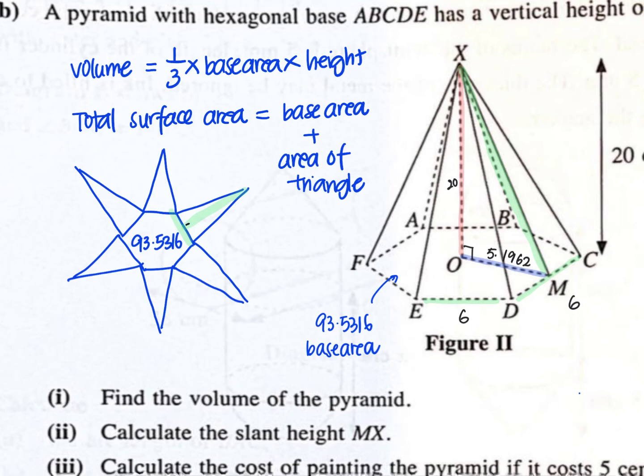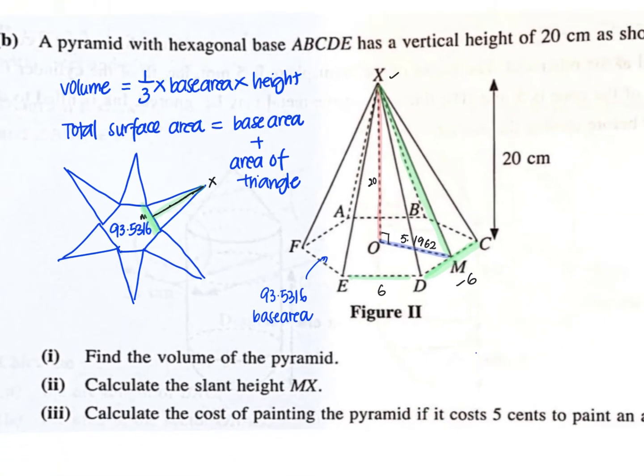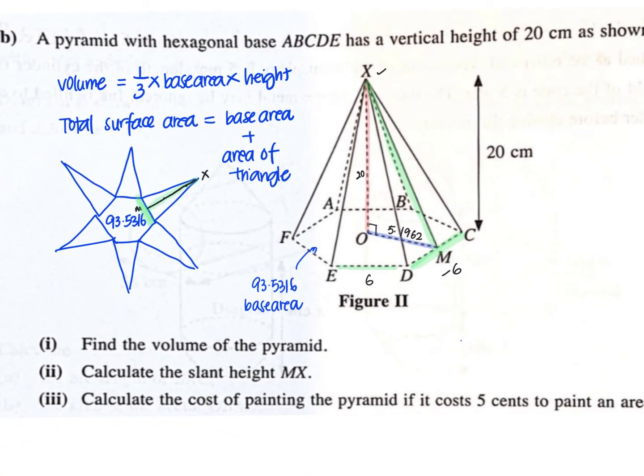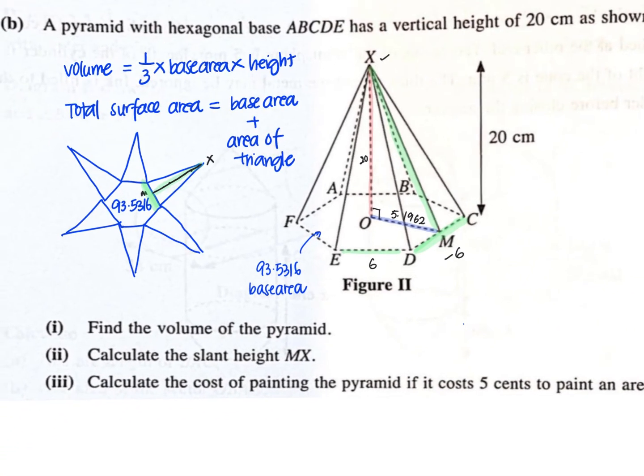The slant height is actually given by xm. So this is xm, and we know the base over here on this side is 6 cm. Alright, so these are some information that we can think of and we might need later. Now, first question, let's answer our question. First question, find the volume of the pyramid.